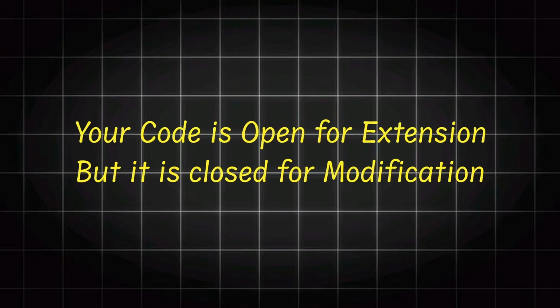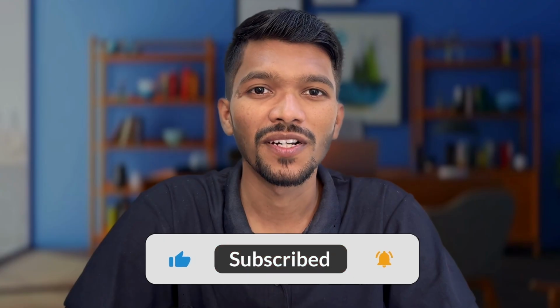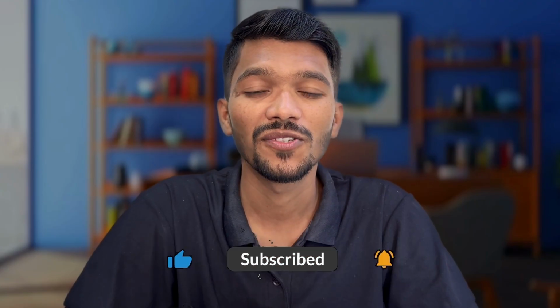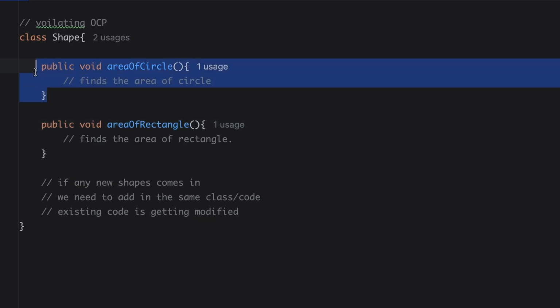And this is exactly what the open close principle says: you are not allowed to make modifications in the existing code, but you are allowed to have extensions in your code. Now let's understand this principle with the help of sample code so that your concept becomes clearer. I have declared a class called Shape, which is responsible for calculating the area of a particular shape. As of now we have 2 shapes, a circle and a rectangle. So this class is responsible for calculating the area of a circle and the area of a rectangle.